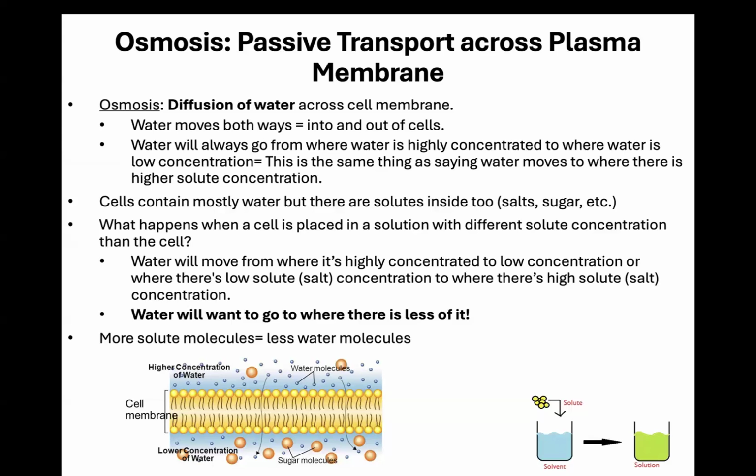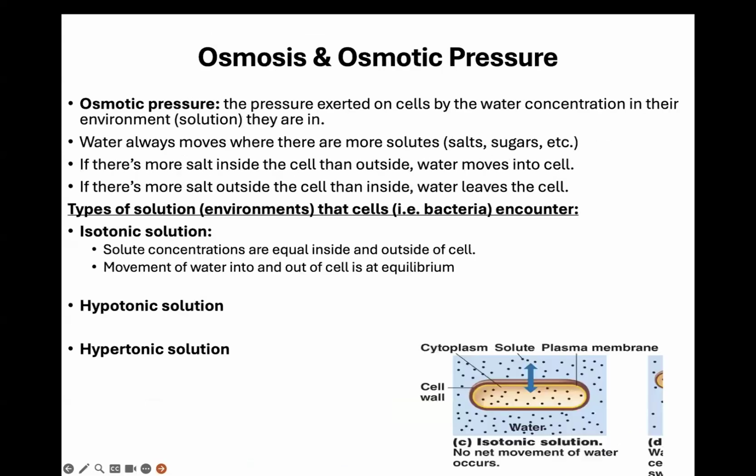So if there are more solutes outside of a cell, and I ask you, is water going to enter the cell or leave the cell? Water always goes to where there's more solutes, so water will leave the cell. If there's more solutes, more salts and sugars, inside of a cell than outside, then water will enter the cell. That will help you understand everything forever. Just remember, water will always go to where there's more solutes.